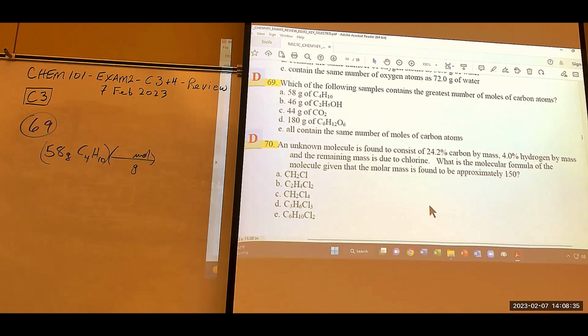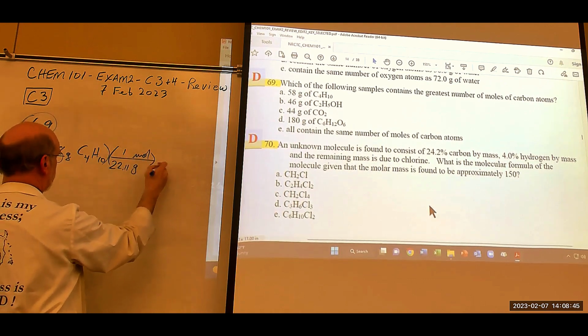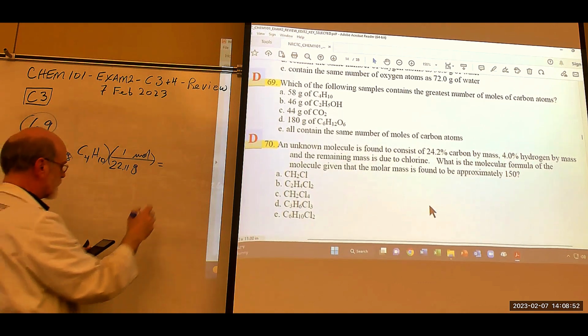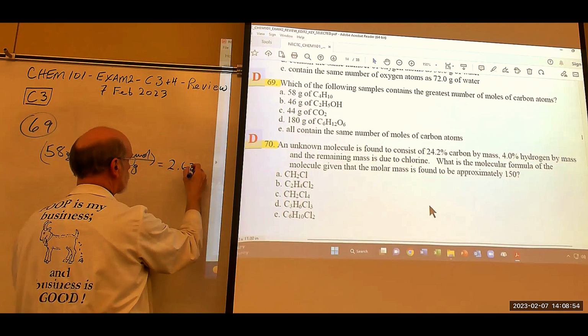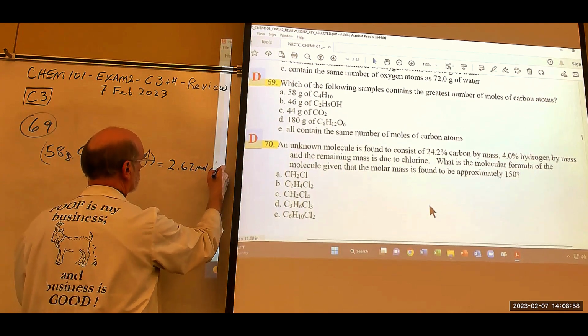So if we convert that, we need 4 carbons and 10 hydrogens, which is 22.11. Okay. Cancels grams. And divide that into 58. So that's 2.62. 2.62 moles of compound.